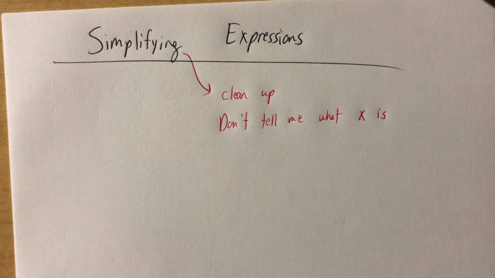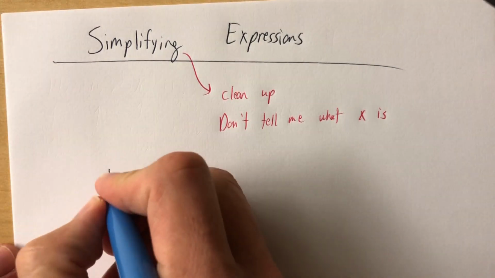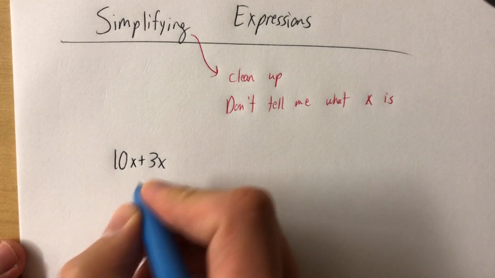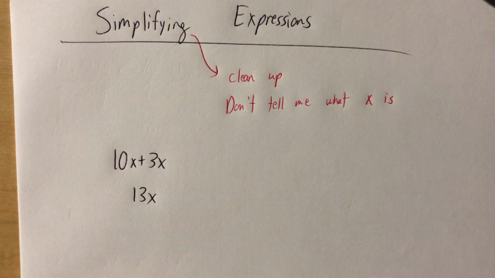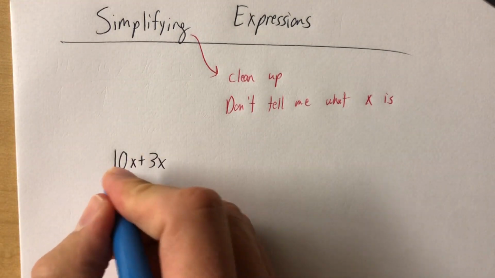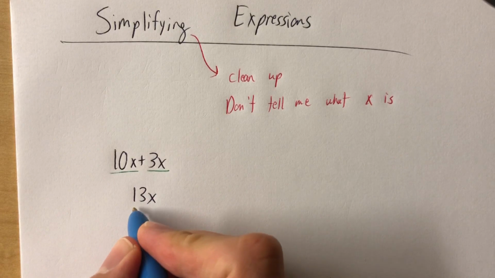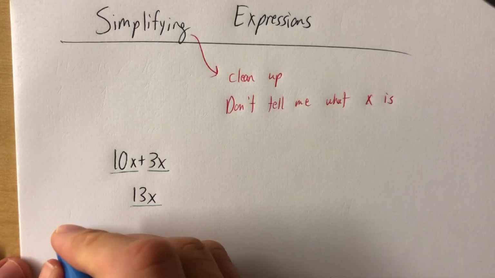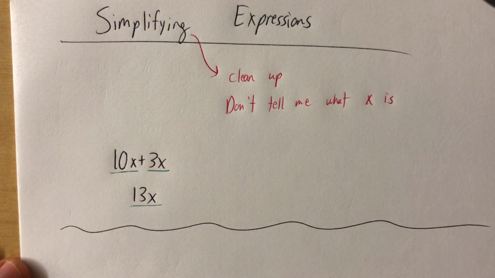So let's just jump straight in with the easiest example I could ever give you, 10x plus 3x. If I have 10 x's plus 3 x's, then I have 13x. And it's really that simple. All I have to do is combine my like terms. You have probably heard that phrase before. If I have 10 of these and 3 of these, then I have 13 of those. That's the way it is. It's really that simple.